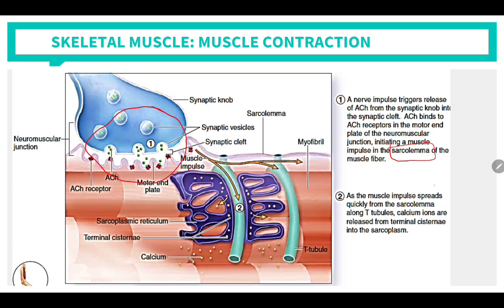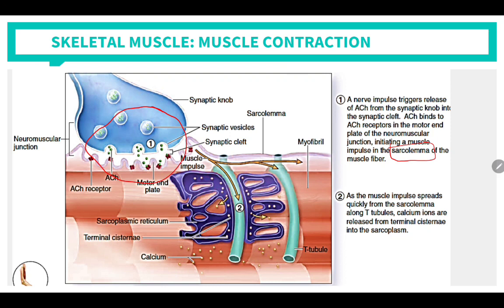As the muscle impulse spreads quickly from the sarcolemma along the T tubules, yung terminal tubules natin, calcium ions are released from the terminal cisternae into the sarcoplasm. Remember, kapag meron na yung ating mga muscle impulse na yan, mag-spread na siya inside the sarcolemma, along the T tubules, yung ating calcium ions ngayon, they will be released from the terminal cisternae to the sarcoplasm. Remember, ano ang sarcoplasm? That is the cytoplasm of your muscle tissue.